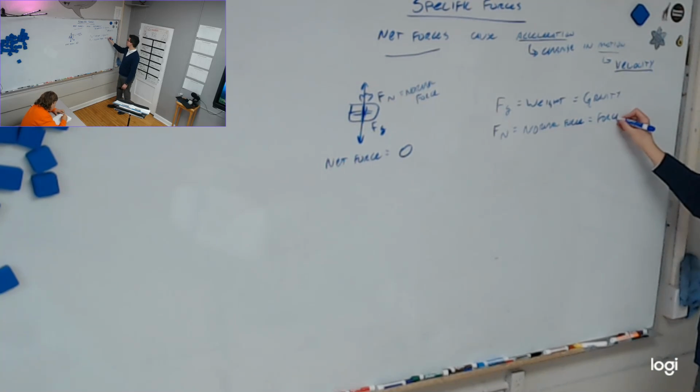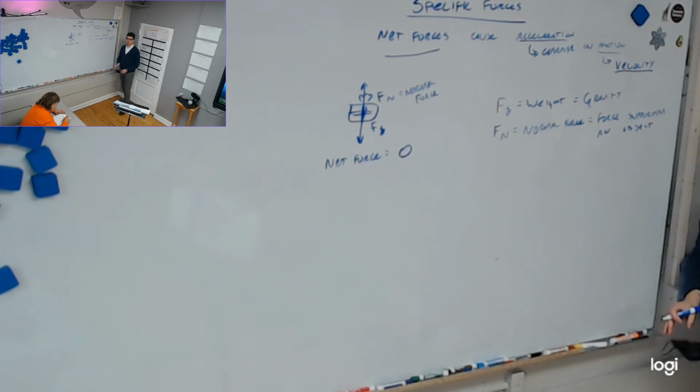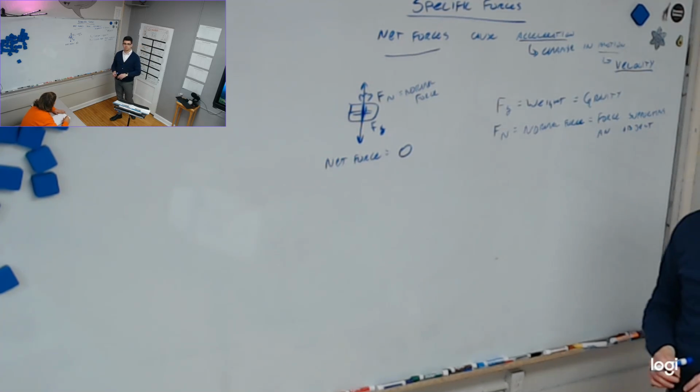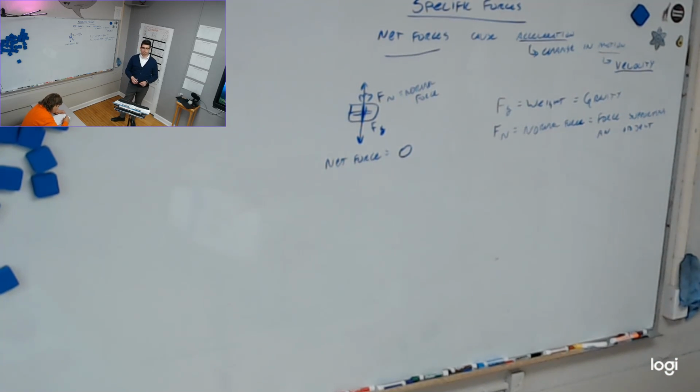Force supporting an object. You're sitting in a chair. What kind of force is the chair applying to your caboose? There's a normal force because the chair isn't going to go through.